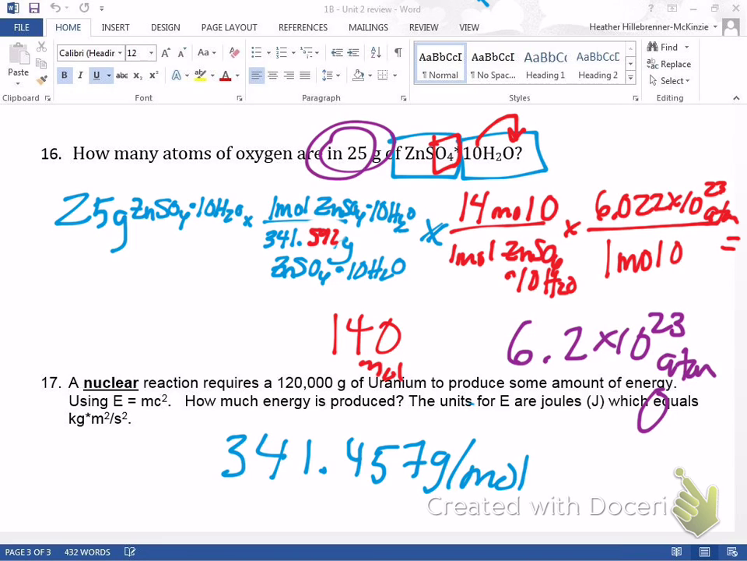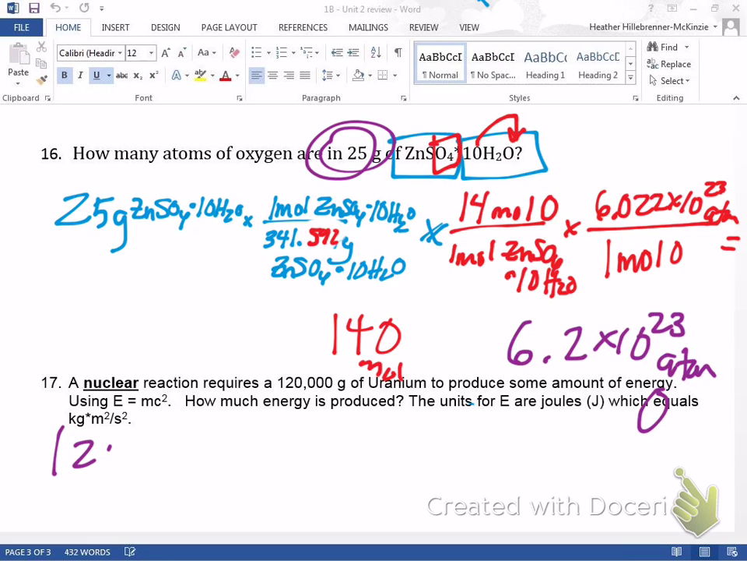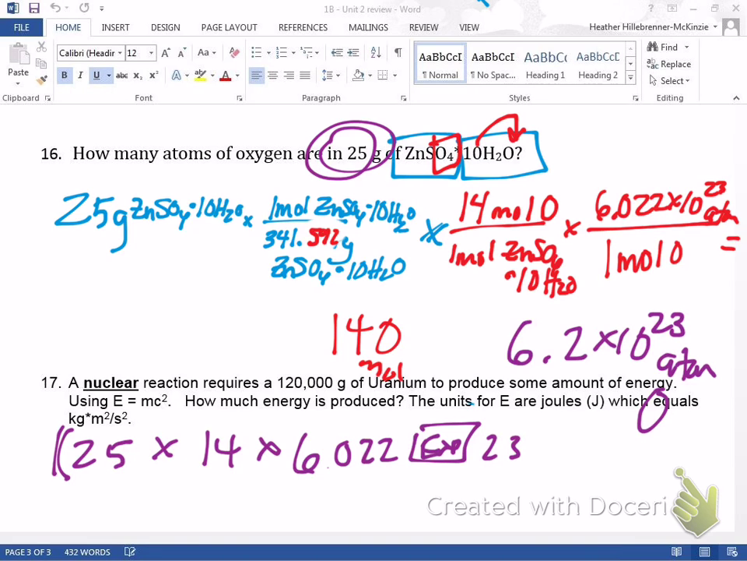Atoms of oxygen. All right, so what you should have put into your calculator should have looked like this, right? You should have said open parentheses, 25 times 14 times 6.022 EXP 23, close parentheses, divided by 341.592. And that should give you that answer up there. Okay?